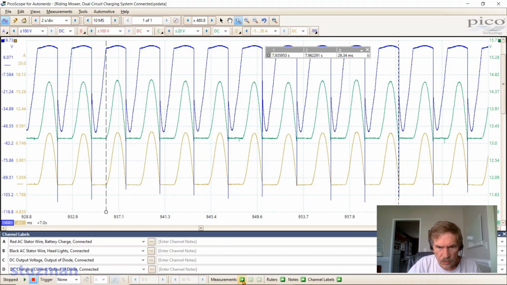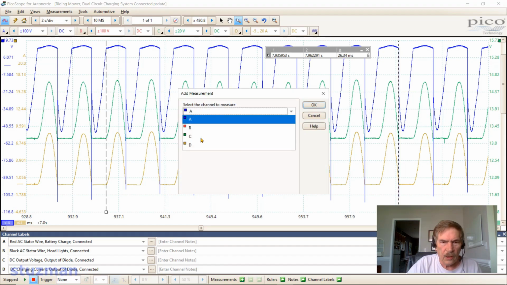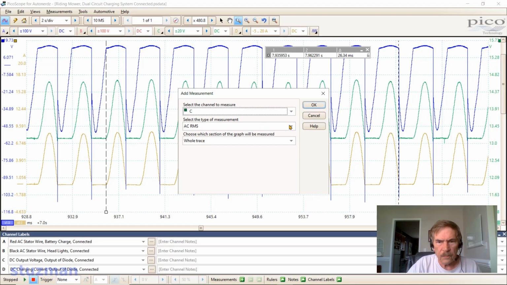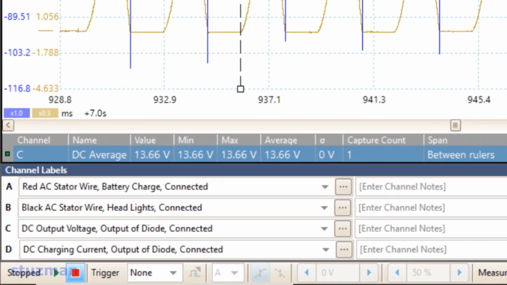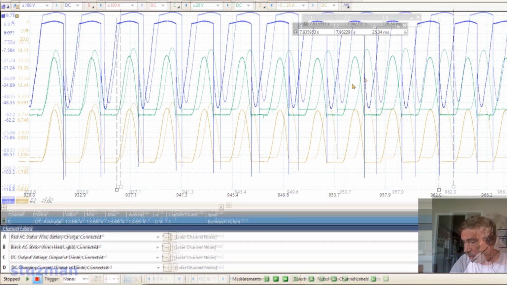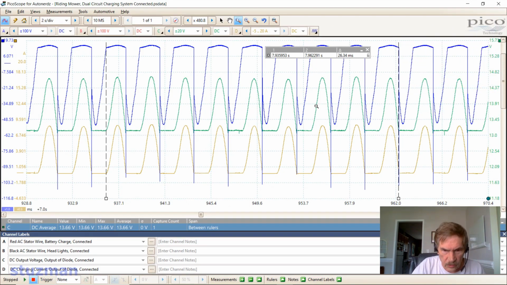Okay, so let's go ahead. We're going to add a measurement, and we're going to do the DC charging voltage first. So that's the C channel. I want the DC average. I want it between the rulers, and let's see what we get. So I got a voltage here of 13.66 volts, and for my own measurement it looks like I got a voltage of 13.77 volts. That looks pretty good.